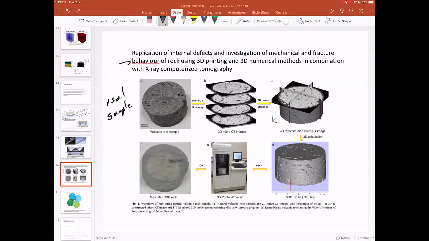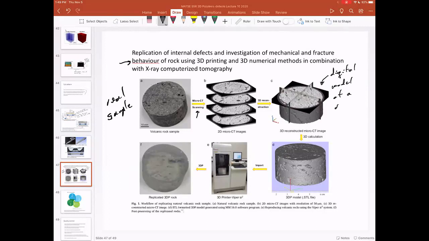It's actually a piece of volcanic rock that they drilled a core out of. And so they can scan it with CT scanning. And micro CT is not any different than CT. It's just at high resolution. And then they can create a digital model of the rock.